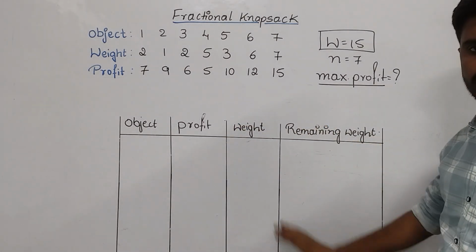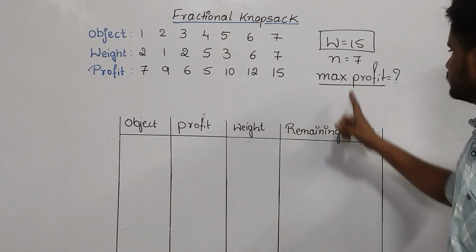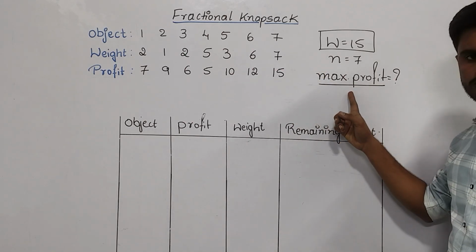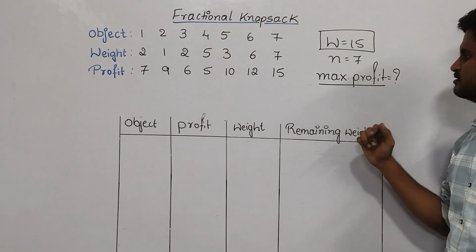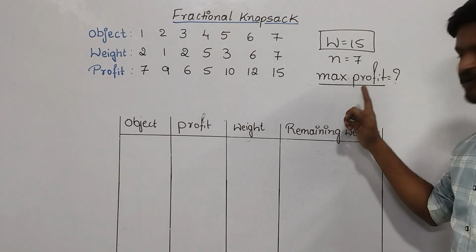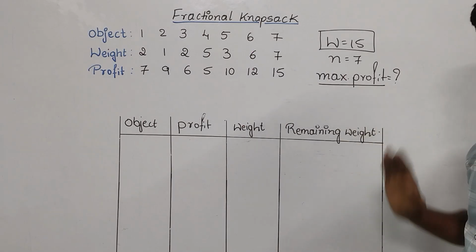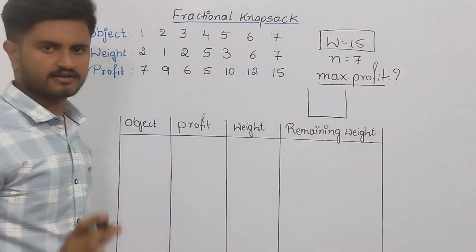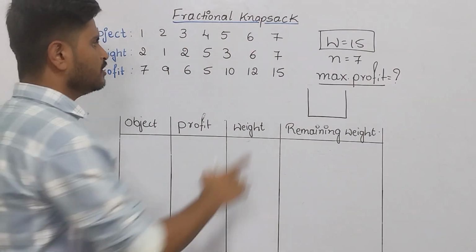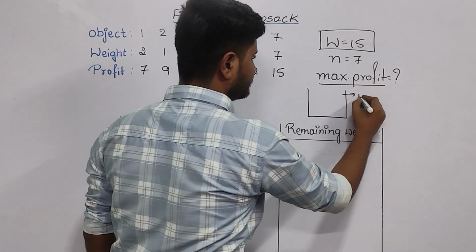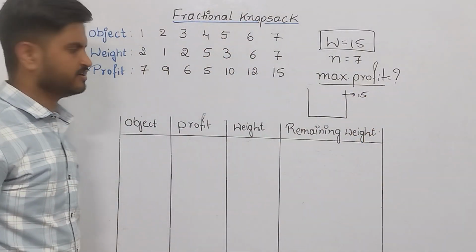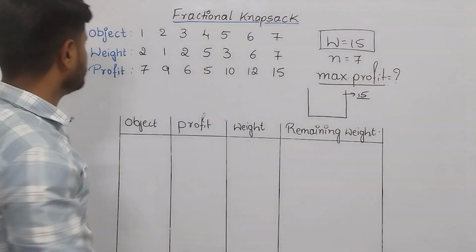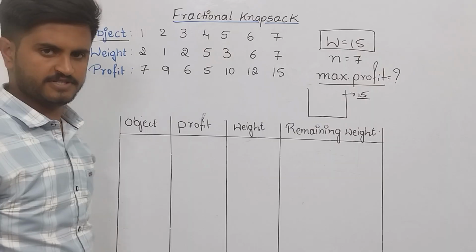Now using this table format, we will be solving to get the maximum profit in this problem. So the final goal is to find the maximum profit in the problem. First, let's consider this as the container or a box. Now you can fill a maximum of 15. To fill this container with the maximum capacity of 15, what will we be using? We will be using the objects.